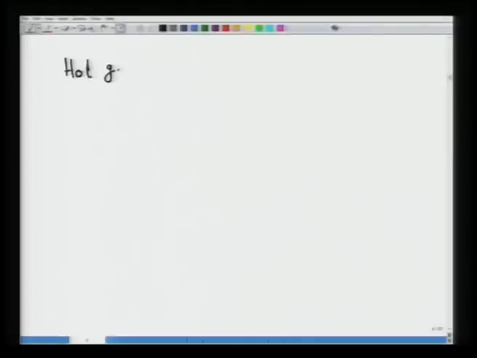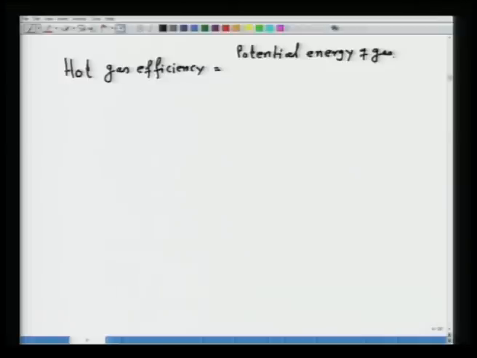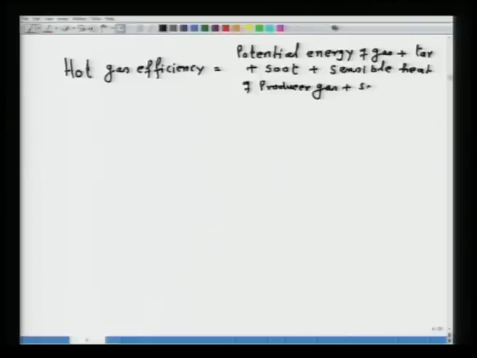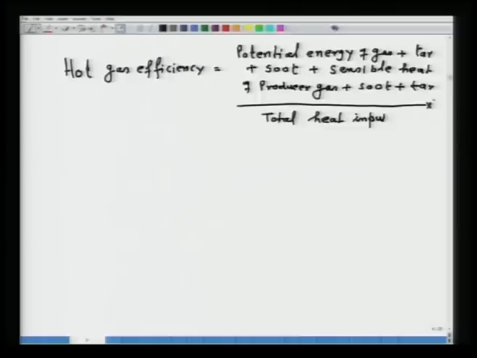Now, the hot gas efficiency will contain, say, potential energy of gas, mind you potential energy is also called calorific value of gas, plus tar, plus soot, plus sensible heat of producer gas, plus soot, plus tar, and if there are other outputs also, you divide by the total heat input. Of course, you have to multiply by 100 in order to get the percent.